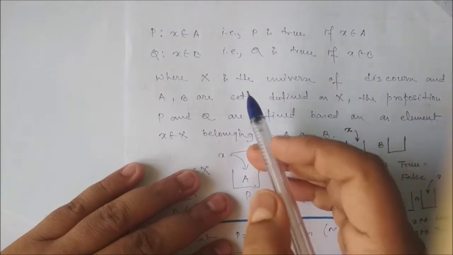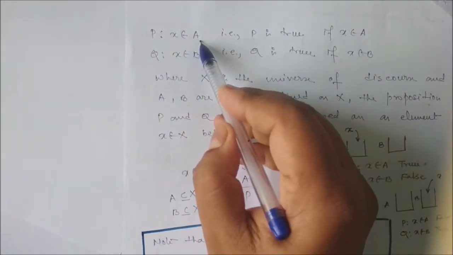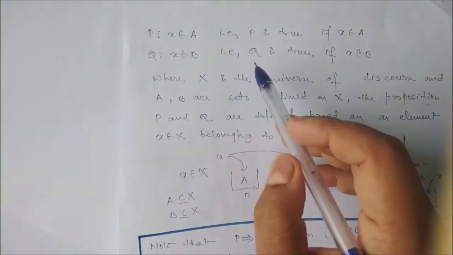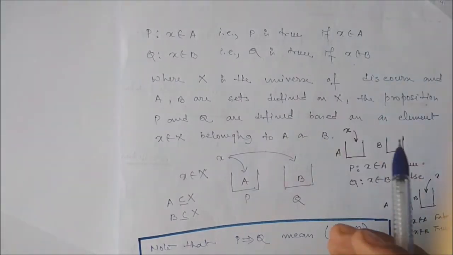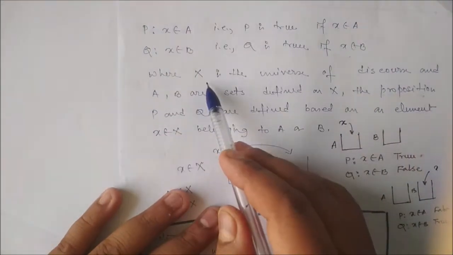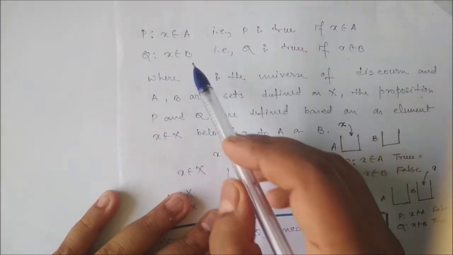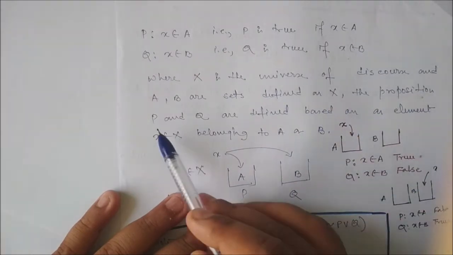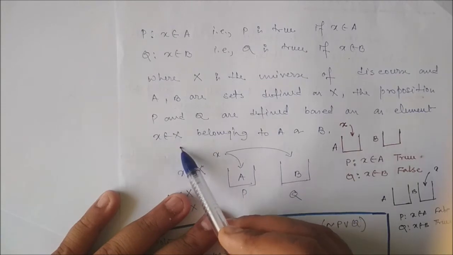Now you can see some more examples. Suppose P and Q both are propositions, x belongs to A. We can write P is true if x belongs to A, and Q is true if x belongs to B. So how can we interpret this? Here capital X is the universe of discourse, and A and B are sets defined on X. The propositions P and Q are defined based on an element small x belonging to X belonging to A or B.